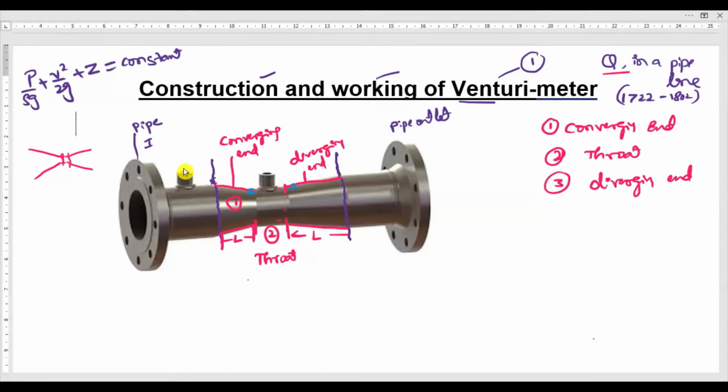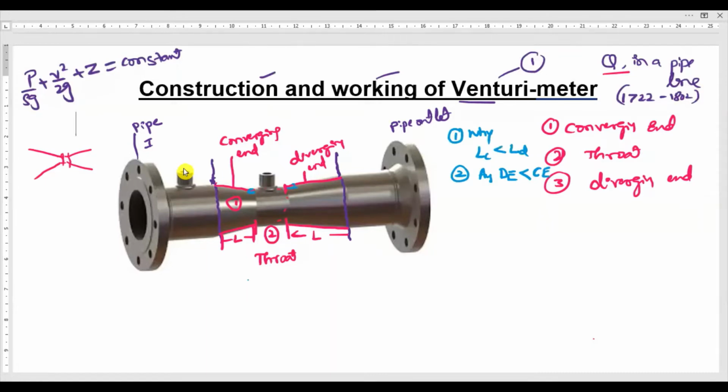The two major points you need to understand here are: why the length of the converging end is less than the length of the diverging end, and, at the same time, why the angle of the diverging end is less than the angle of the converging end. Those are the two major points you need to remember.